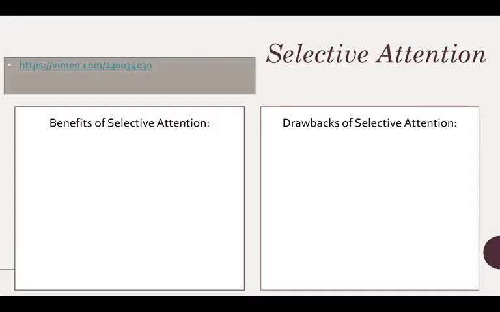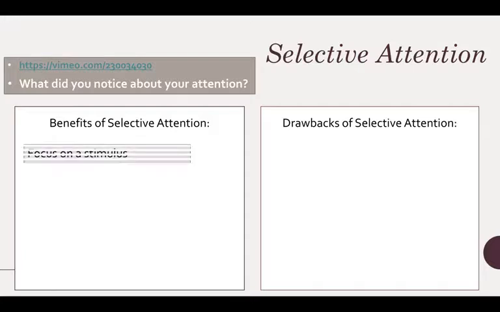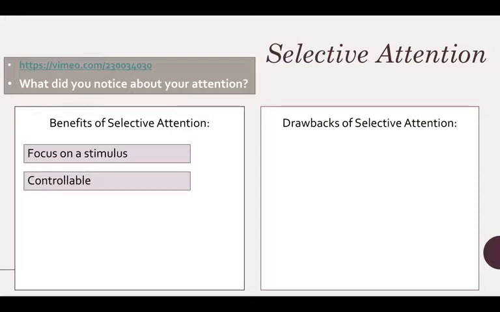Okay, so hopefully these are some of the things that you talked about. First, in terms of selective attention, we focus on a stimulus. So you were really able to keep track of the players in white passing the ball back and forth. It was also controllable, so you yourself decided to focus on the players passing the ball. You controlled your attention. You were able to exclude irrelevant stimuli.